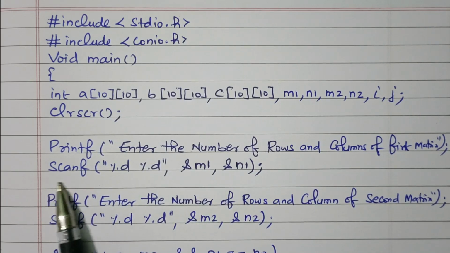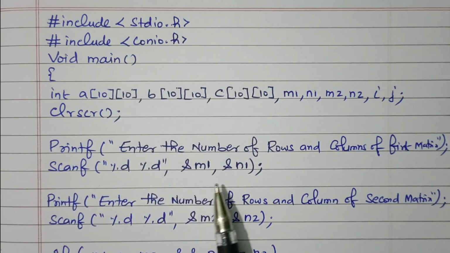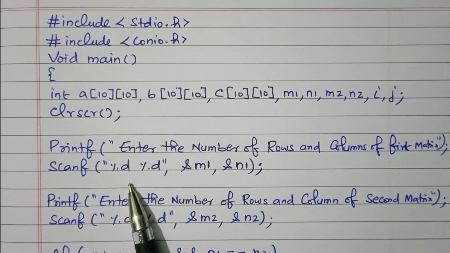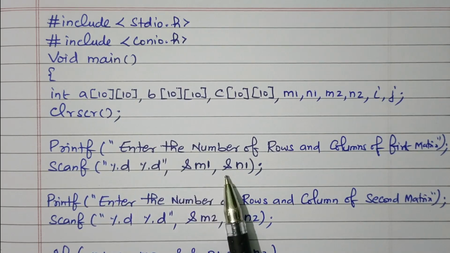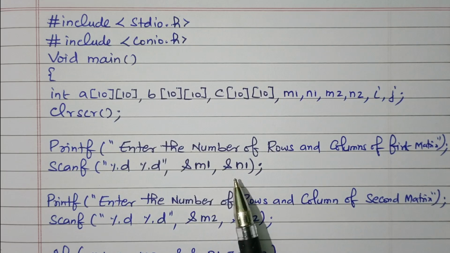That is scanned by scanf. Scanf %d and &M1 and &N1. This %d refers to integer type data and the ampersand refers to the address of M1, address of N1. So whatever data the user enters, the two data are stored in M1 and N1.